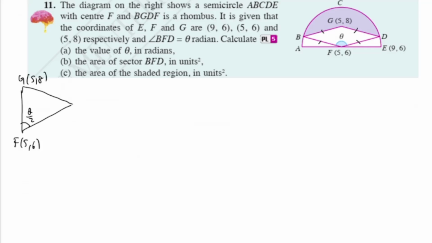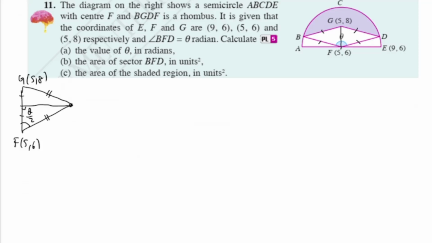The whole thing is theta, and we can split this further because these two are equal length, and these two are equal length as well. Because it's a rhombus, GD and FD must be the same. We can split in the middle, right? And in fact GF we can split in the middle as well. Sorry, my line is not very straight.